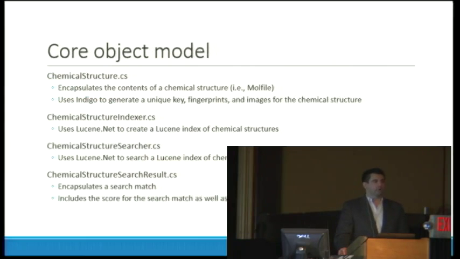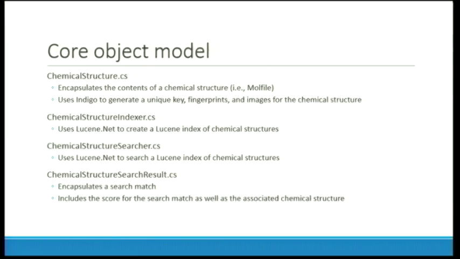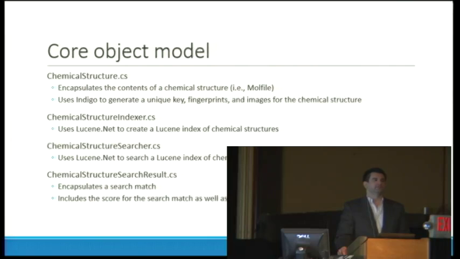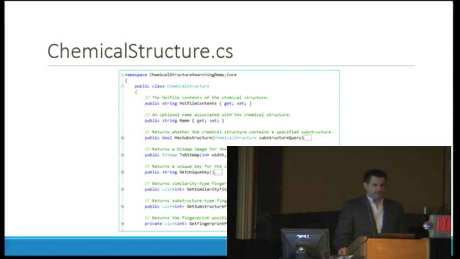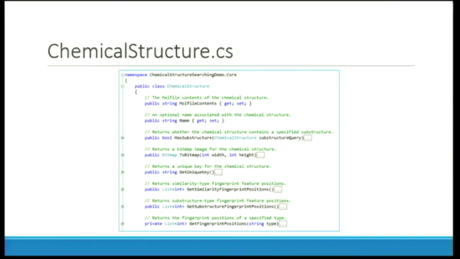So just to quickly go over the core object model, we've got 4 classes. We've got a class that encapsulates the chemical structure and provides methods for generating images of that structure, as well as the fingerprints and the unique key. We've got a structure indexer class that generates the index, and a corresponding searcher class that can be used to search those indices. And that searcher is going to return a list of results, and those results simply indicate the score for the particular search result, since Lucene does provide you relevance, and then the actual chemical structure that corresponds to that search result.